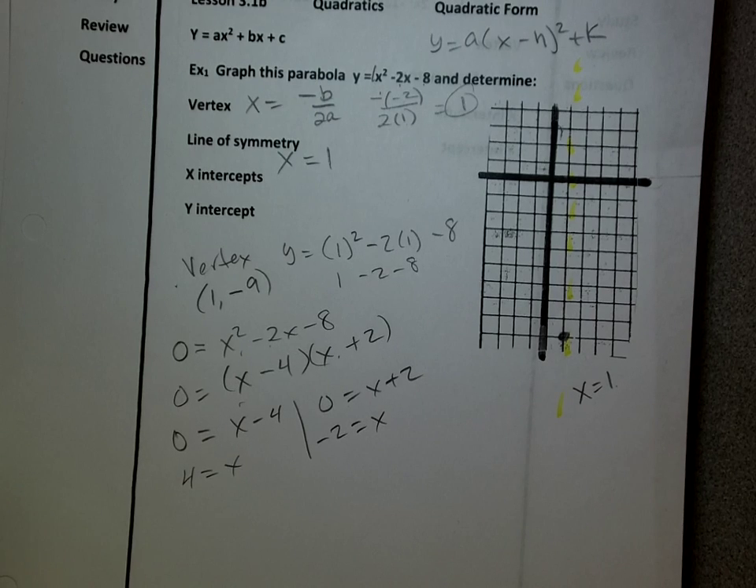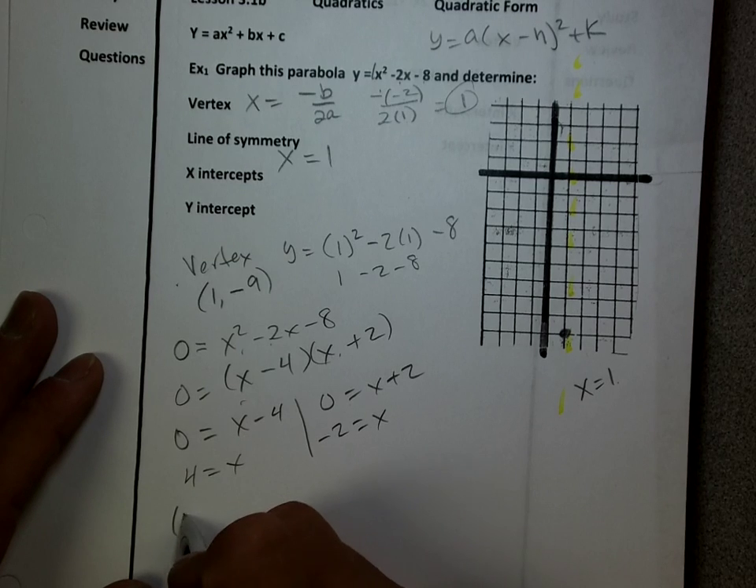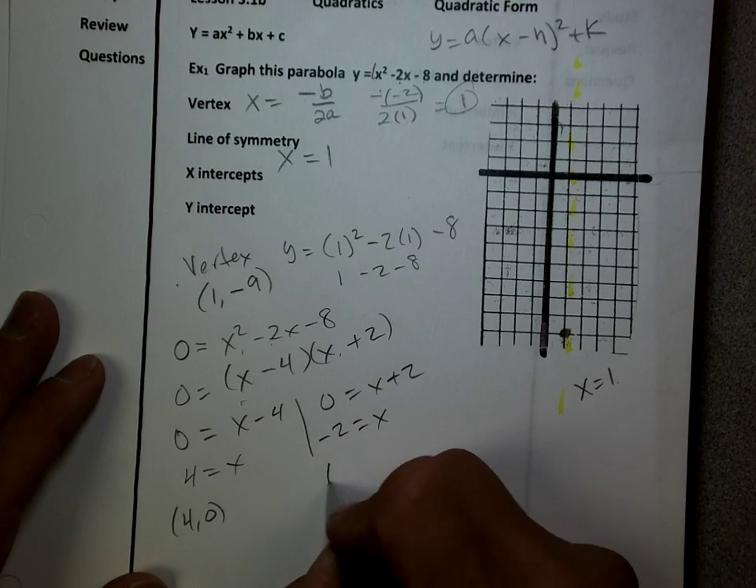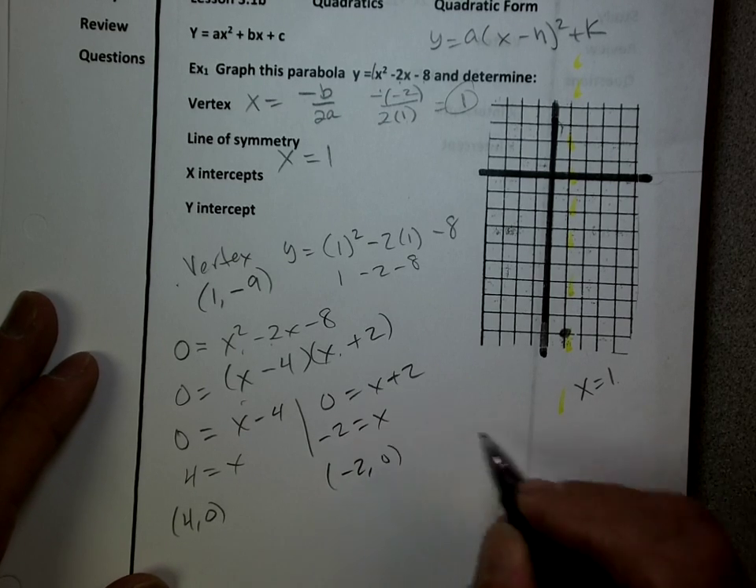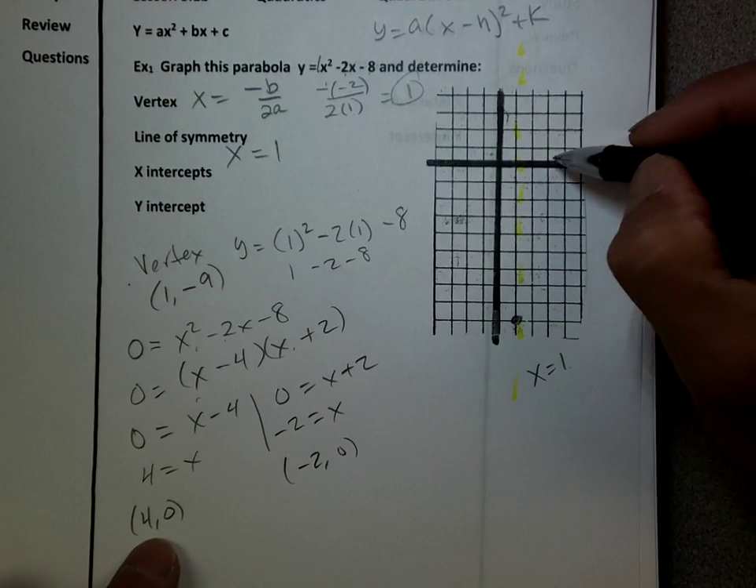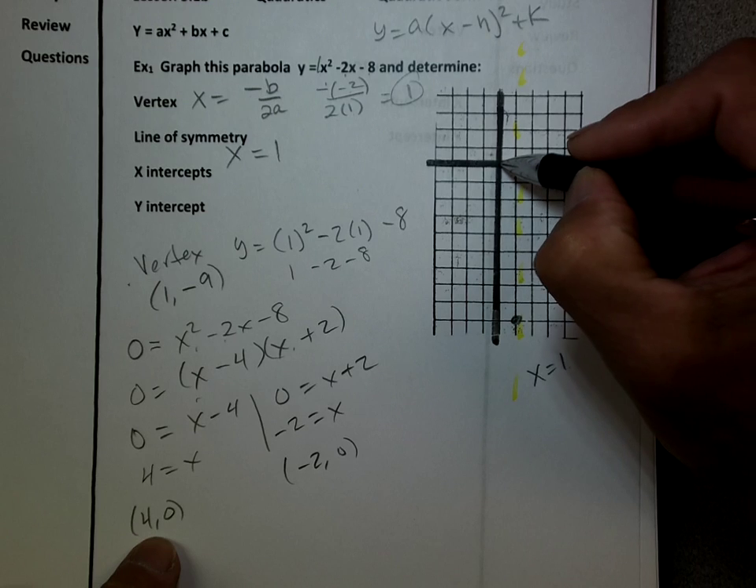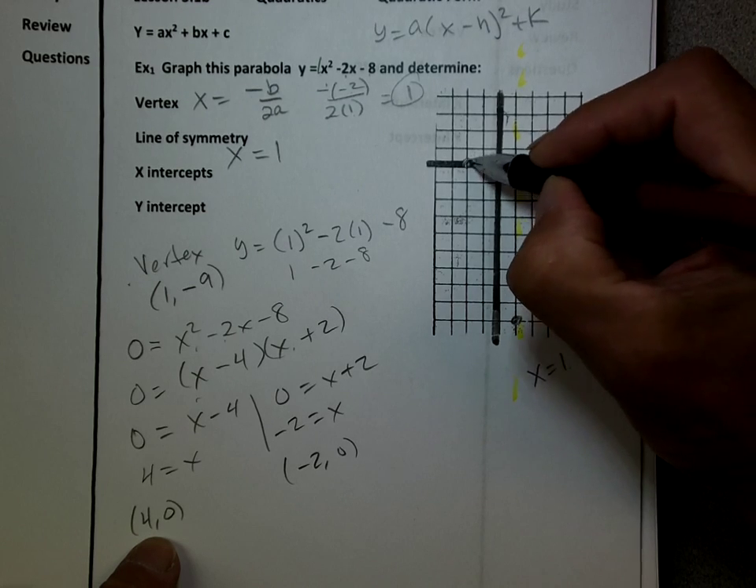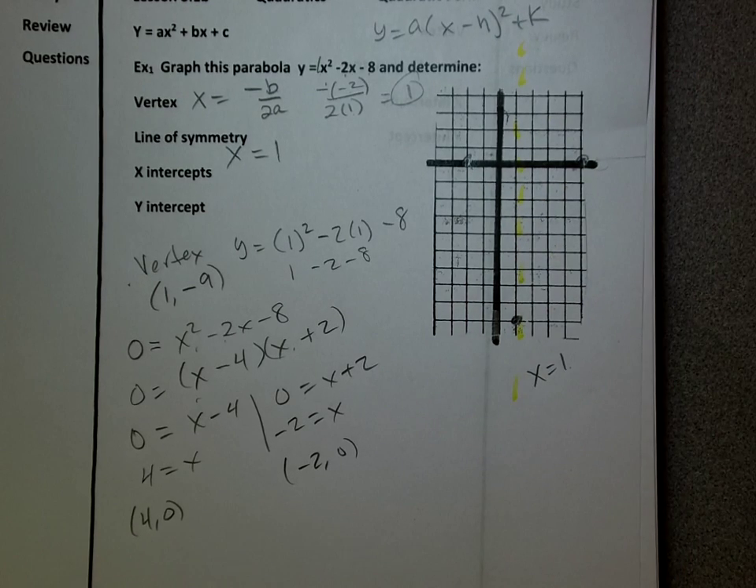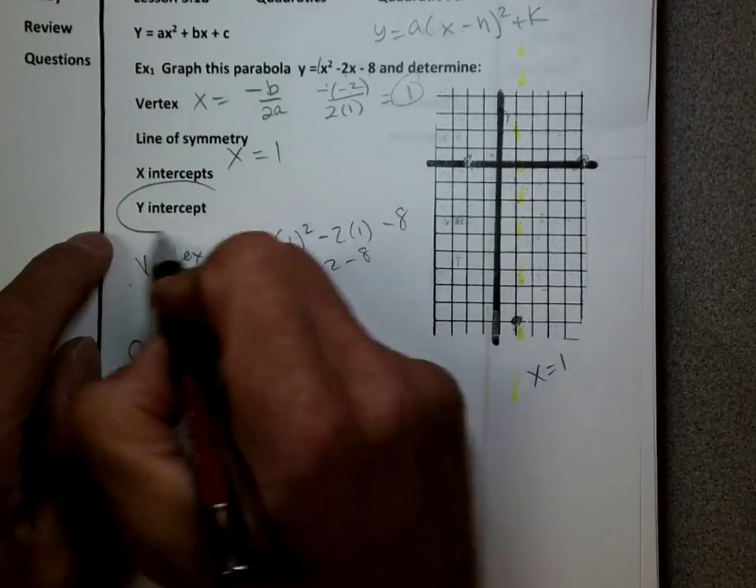These are your zeros, or your x-intercepts. So my x-intercepts are at (4, 0) and (negative 2, 0). All right, I can graph that: 4, 0, 1, 2, 3, 4, and negative 2, 0, 1, 2. Now, one more point would be nice, and that last point is going to be the y-intercept.